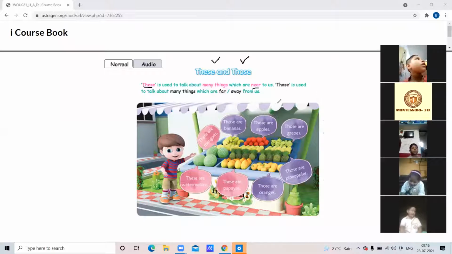Open page number 28 of course book volume 1. Course book volume 1. These and those. I'm teaching today these and those. Open course book volume 1, page number 28. What I'm doing today? These and those. Okay, you got it? Sakibul, you got it?